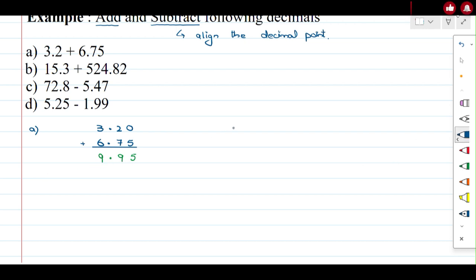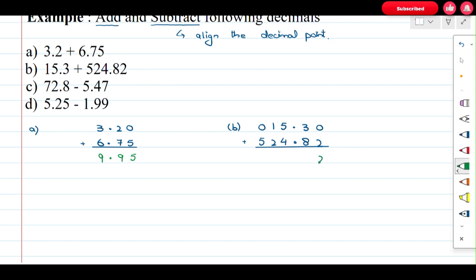Let's do example B. Part B is 15.3 and 524.82. We align the decimal point and add them up. There is nothing above the 2, so it's 0, and no number over here, so it's 0 as well. Let me add them up.